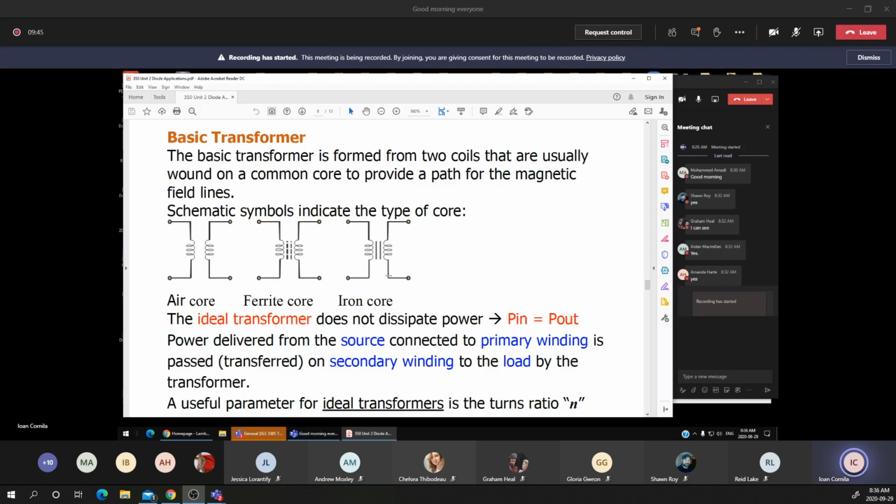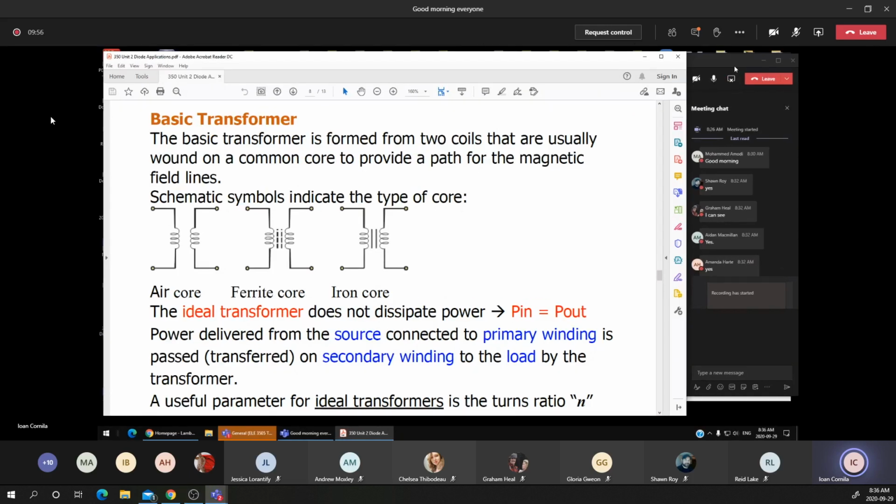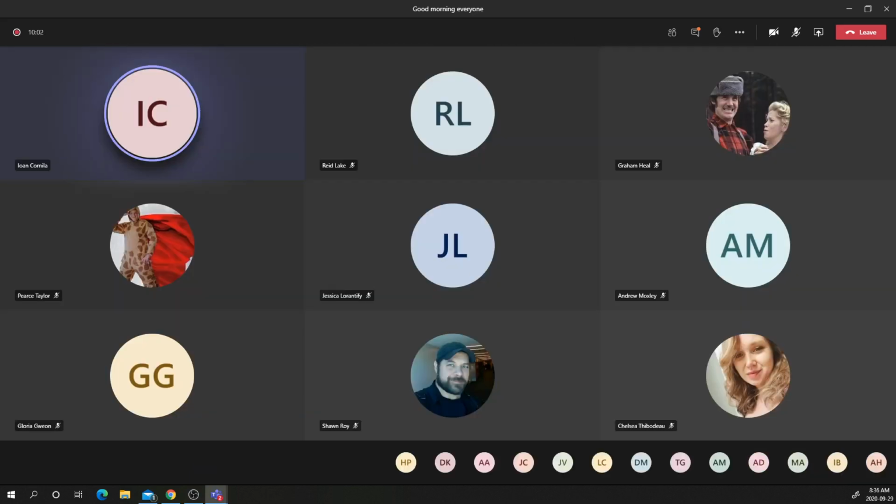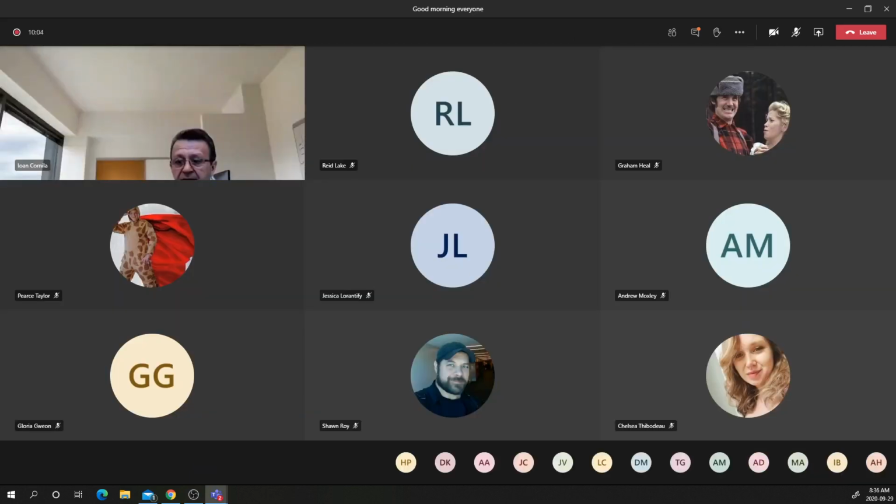Now, to make an easy way to look at a transformer, I will stop sharing this file, and I will try to use video if I can do it from here. Could you see me, guys?